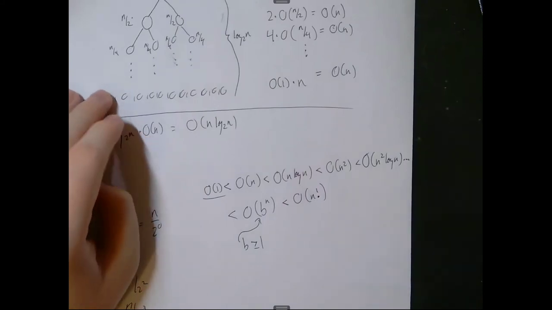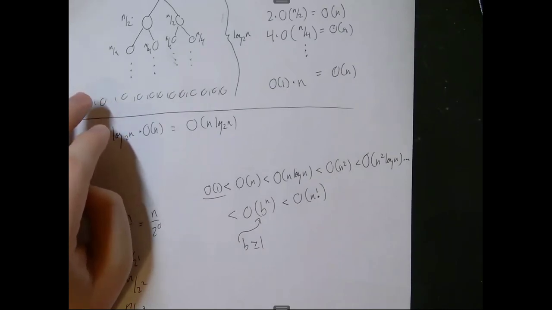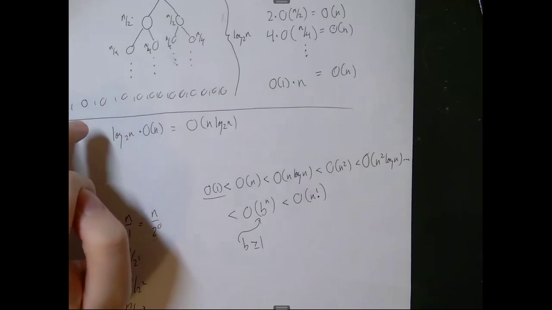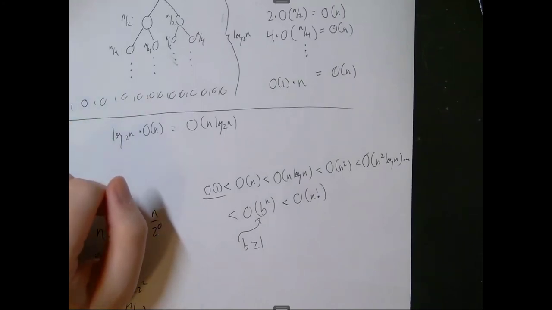N factorial is rough, basically, because you're doing n factorial on an input size of n. That'd be doing something like, we're somewhere in the realm of, say, 100 million factorial calculations on an input size of 100 million. It's ugly. You don't like to see it.